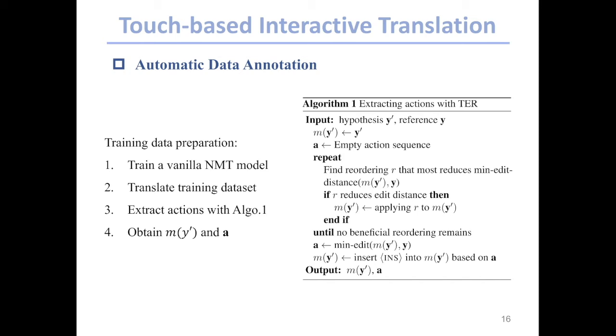Thus, we propose an automatic data annotation method to extract editing actions from a machine translation hypothesis and its corresponding reference. We first train a neural machine translation model and translate the source set of the entire dataset. Then, we follow the algorithm of TER to calculate the number of edit operations required to transform the hypothesis into reference, and record the actions to obtain modified hypothesis and the action sequence A.